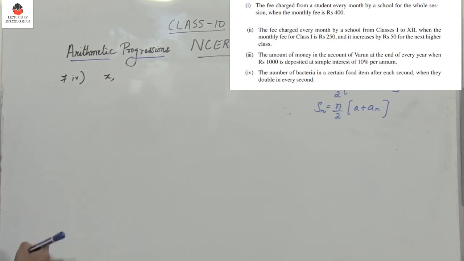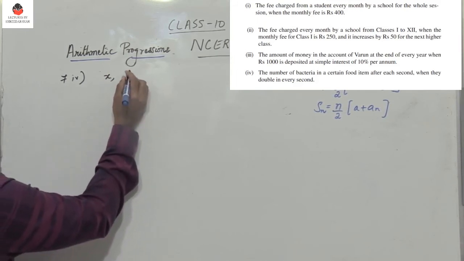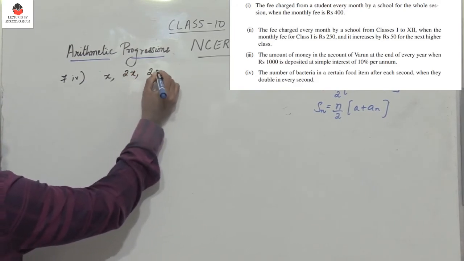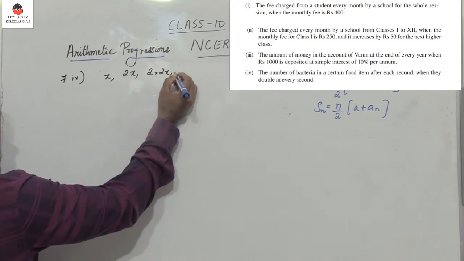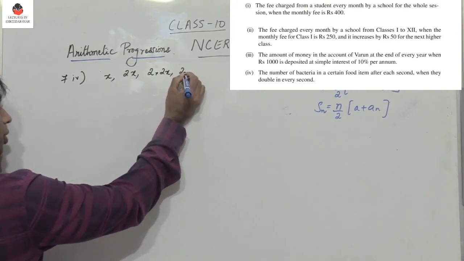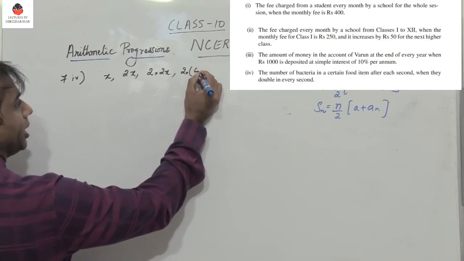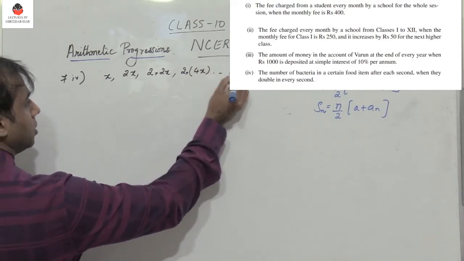So let's assume that X number of bacteria is present in a certain food, and after every second it doubles. So the next second it's going to be 2x, and then it's going to be 2 into 2x, and next it's going to be 2 into 4x and so on.